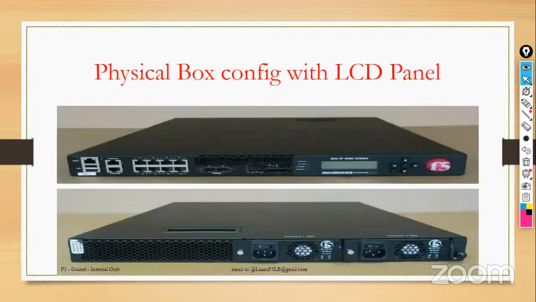So this is your physical box. Here we have the 4000 series. You see, this is your LCD, and these are your buttons. This is your OK button, this is left, right. This is the front panel. If you see the interfaces, they look like 1.1, 1.2, 1.3, 1.4, 1.5, 1.6.